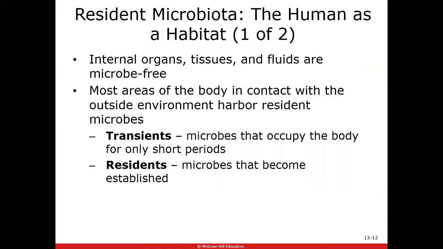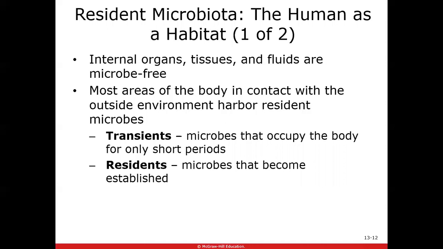So some of the resident microbiota. So it's the human as a habitat. This is where a whole lot of microorganisms actually live. Internal organs, tissues, and fluids are microbe-free. So inside our body is free of microorganisms. Most areas of the body in contact with the outside environment harbor resident microbes.